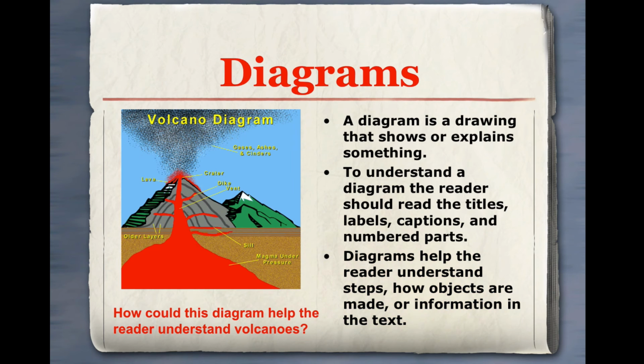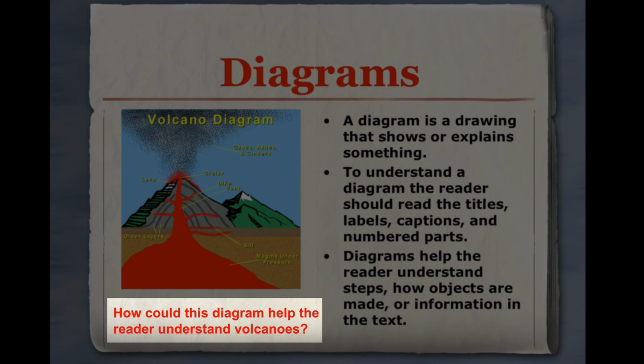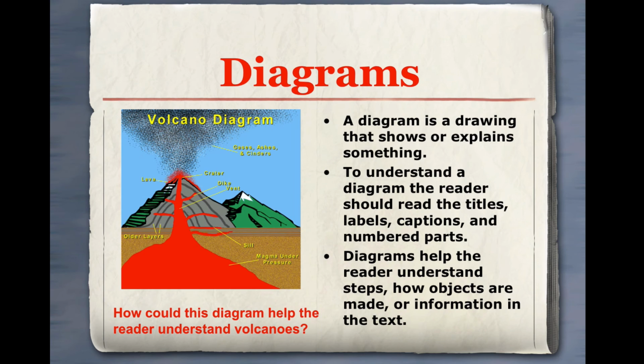So if you're talking about volcanoes, this is a volcano diagram. And now you can see, like if you're reading about the crater, you can just look at the diagram to see where the crater is located on the volcano, or the seal or the magma. So you can watch this process or look at this process on a diagram.